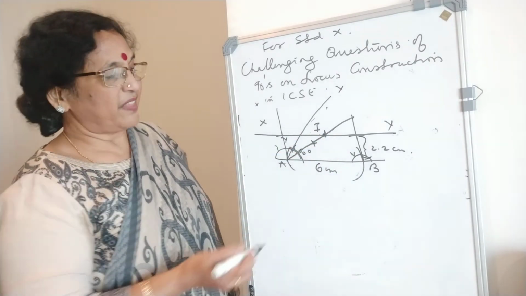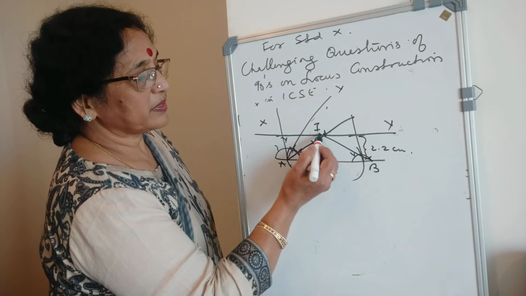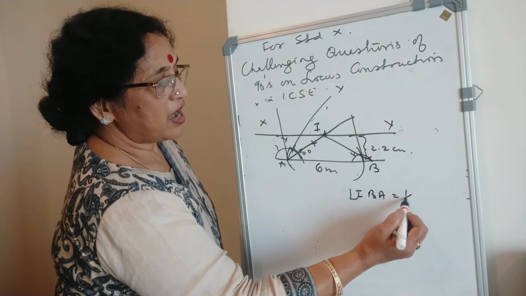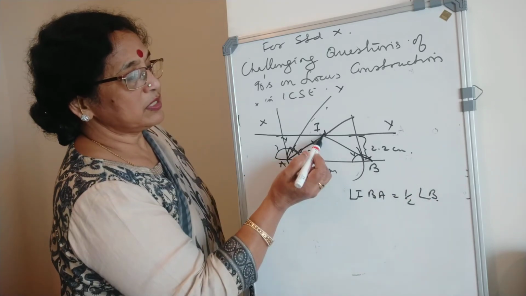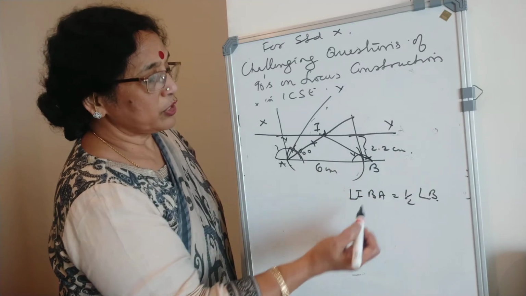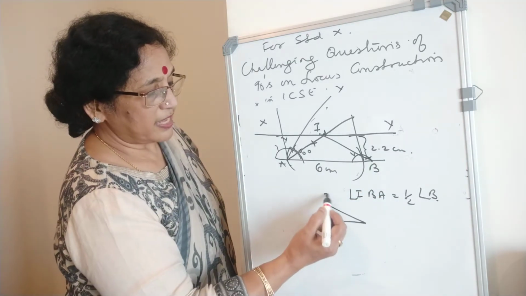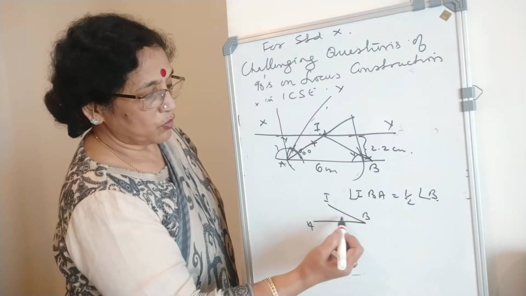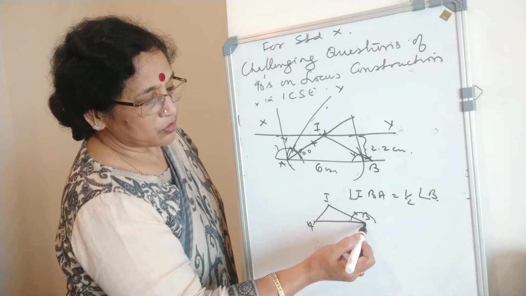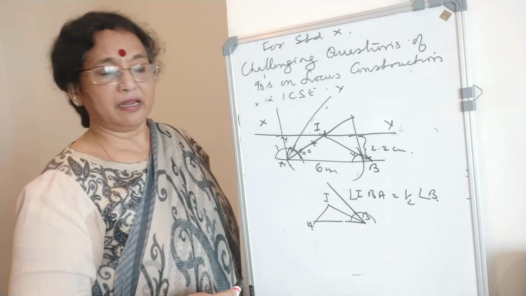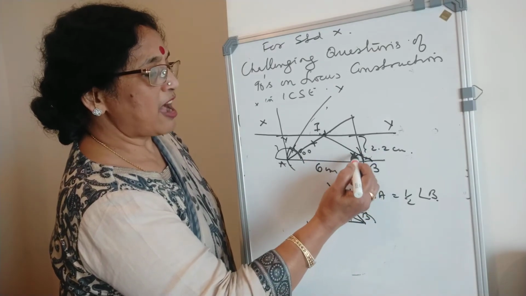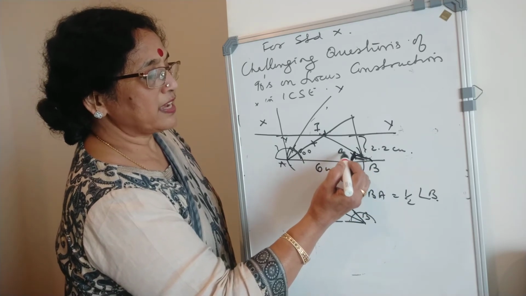Right? And then join it to B. Angle IBA will be half angle B, because BI is again an angular bisector. So you have this IBA. What you do is make an arc and measure this much, so you make an equal angle. You know how to copy an angle? You cut an arc on this. So this is half of angle B.